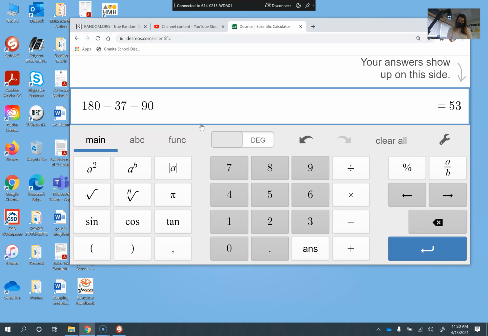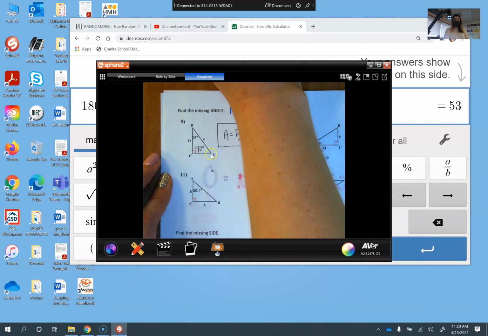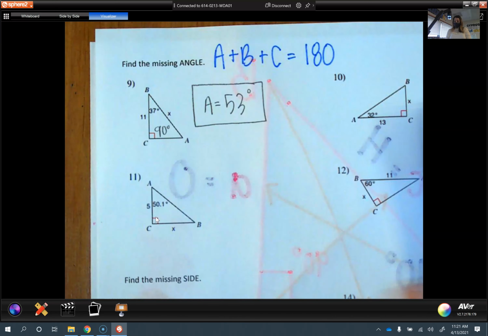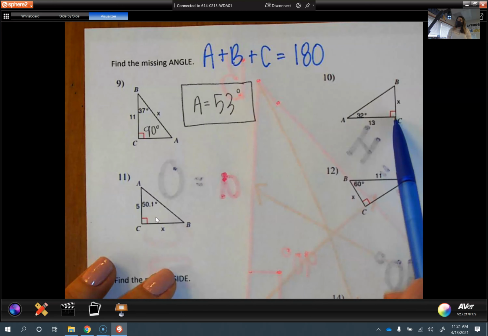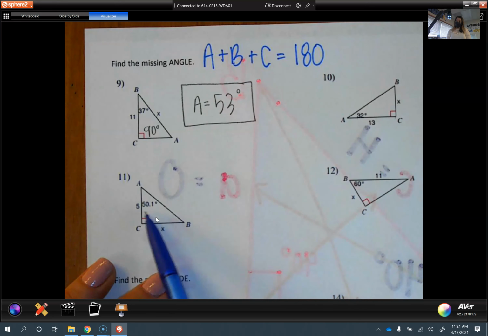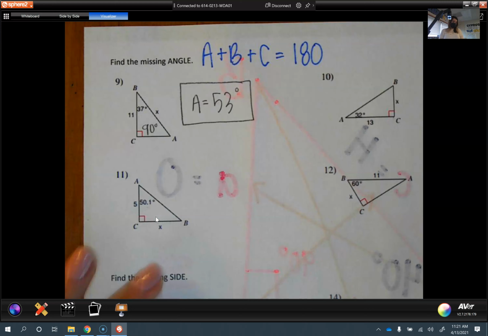So that is a 53-degree angle. Remember, in Canvas, you'll just put 53. You won't put the degree symbol. So the next three are super easy. So I'm going to have you do them because all you have to do is type into your calculator 180 minus 90 minus the other angle that they give you. This one's a little bit weird, but don't let it confuse you. He's just 50.1. Okay, go. Give it a try.